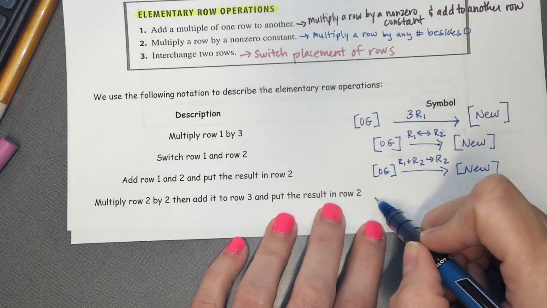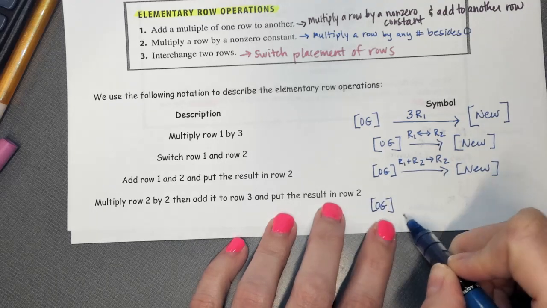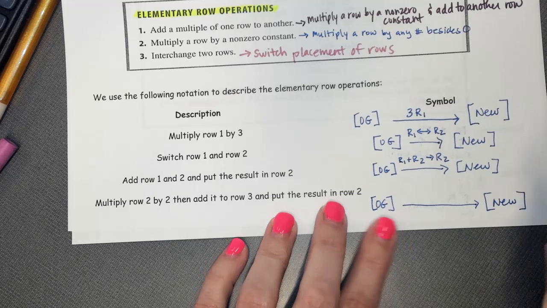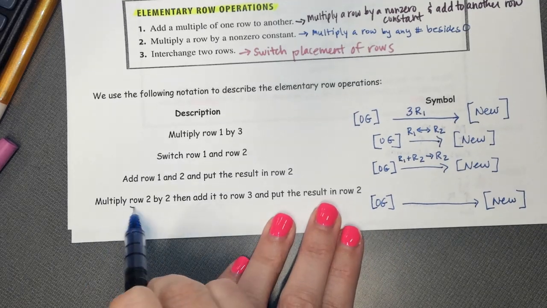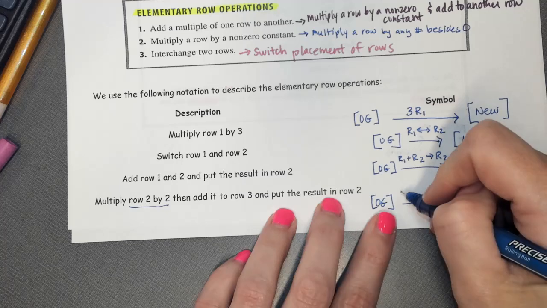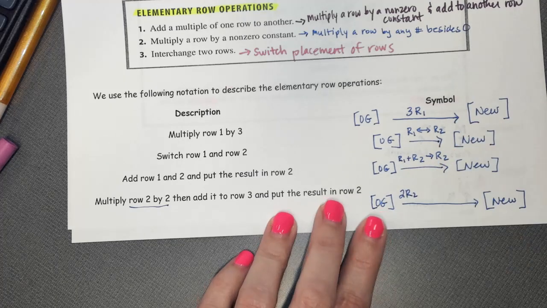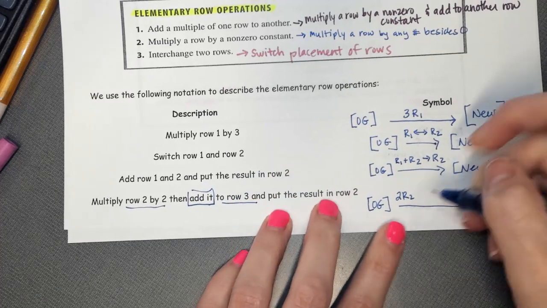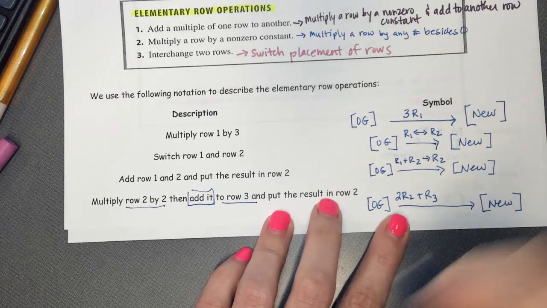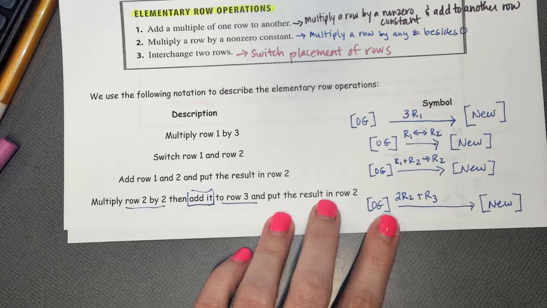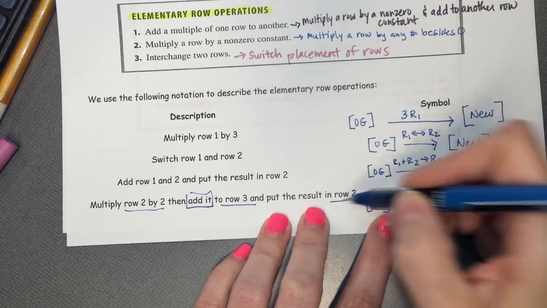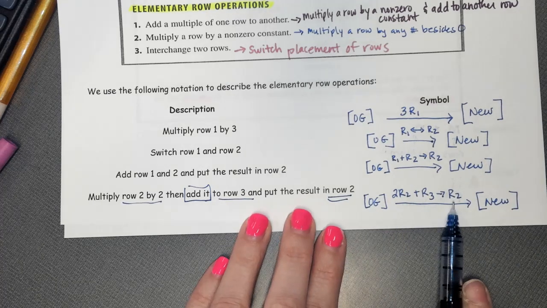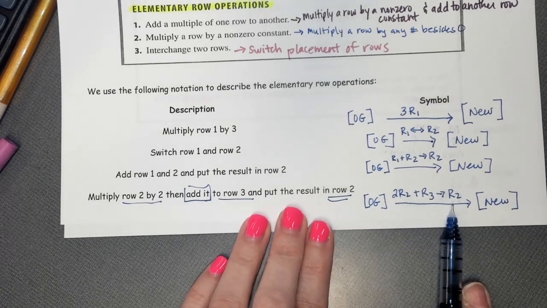Okay, and then the last one, a lot going on here, so I'm going to put a longer arrow. So you're multiplying row 2 by 2. So the way that we say that is 2R2. Then you are going to add it to row 3, so 2R2 plus R3. Okay, and then the result goes in row 2. So the result is going to end up in row 2. Okay, so you need to say where it's ending up.